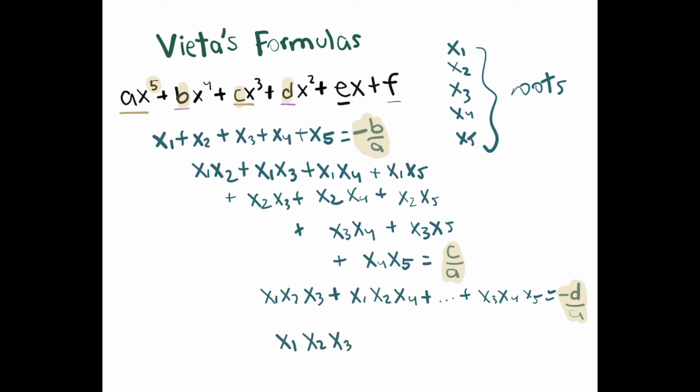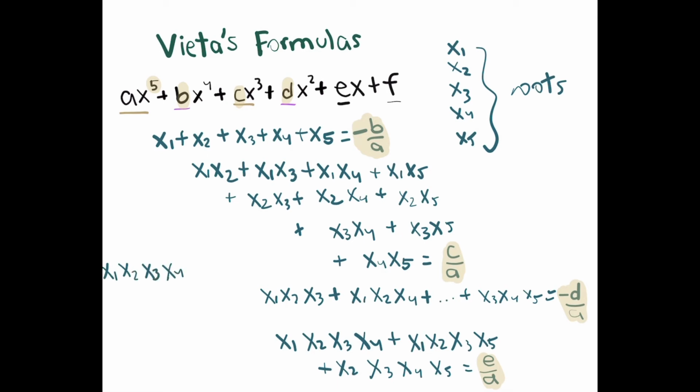Next, x1 times x2 times x3 times x4 plus x1 times x2 times x3 times x5 plus x2 times x3 times x4 times x5. Obviously, there's more, but I'm not going to write all of them. That equals e over a. The last one is the product of all 5 of them together, and that would equal negative f over a.